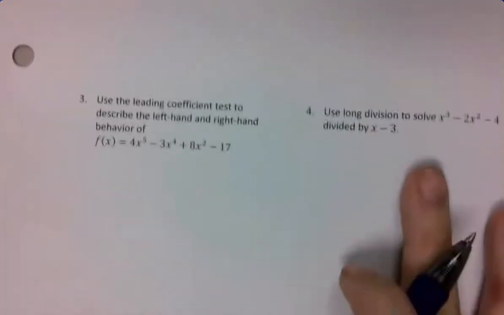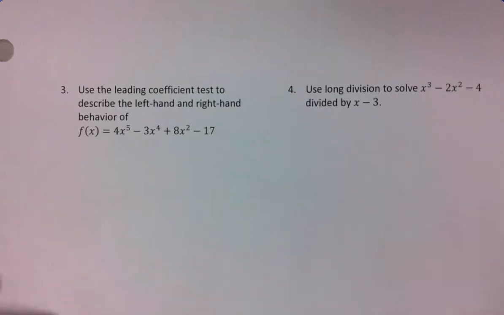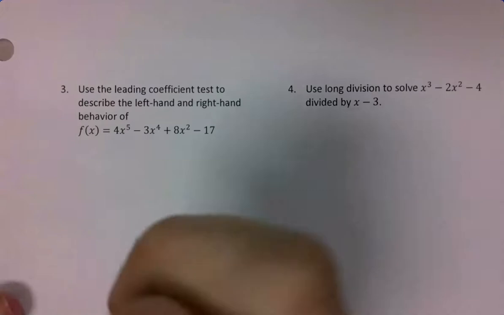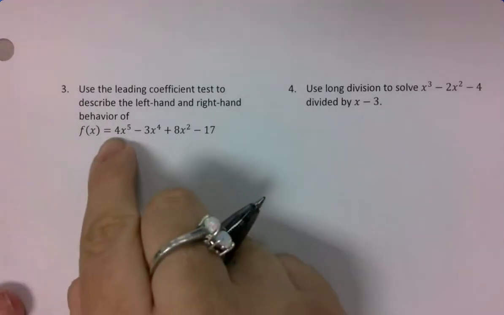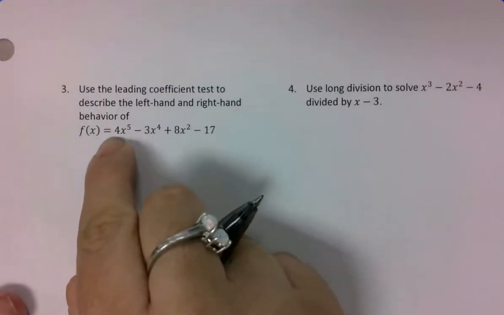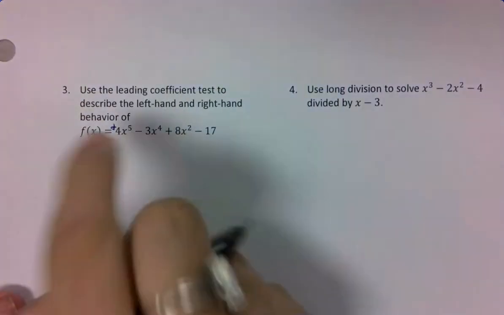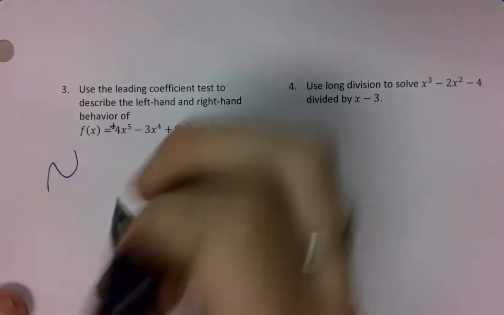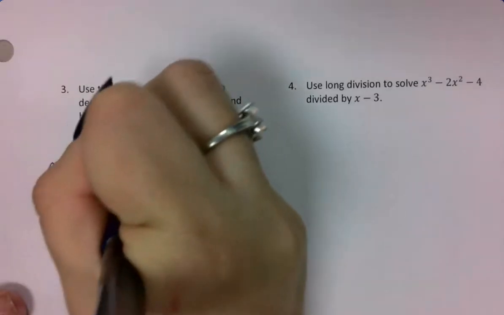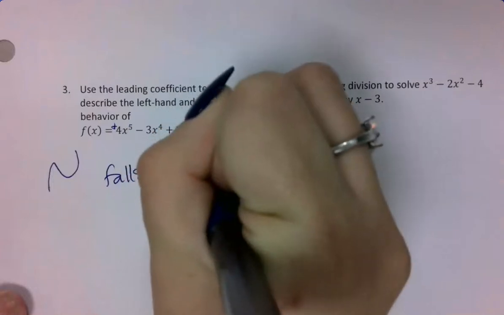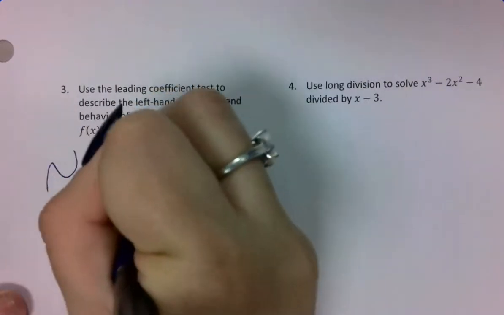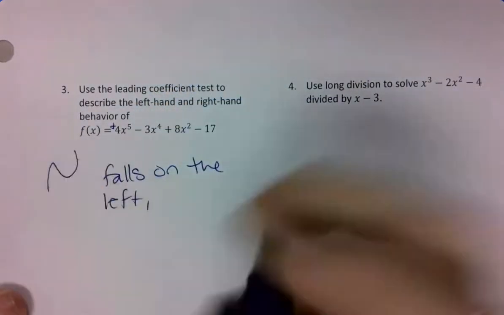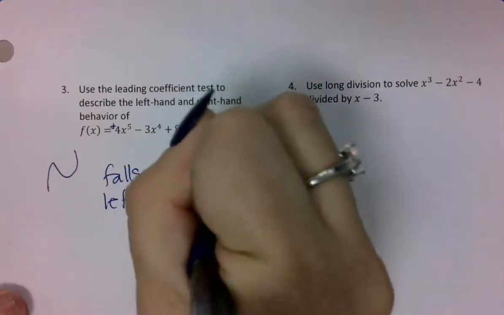Number 3 wants me to use the leading coefficient test to describe the left-hand and right-hand behavior of this equation. I can tell that it is positive by looking at my leading coefficient. So it's a positive 4, and it's an odd exponent, so it's going to look kind of like this. So on the left side, it is falling. So it falls on the left. And then on the right side, it's going up. So it rises on the right.